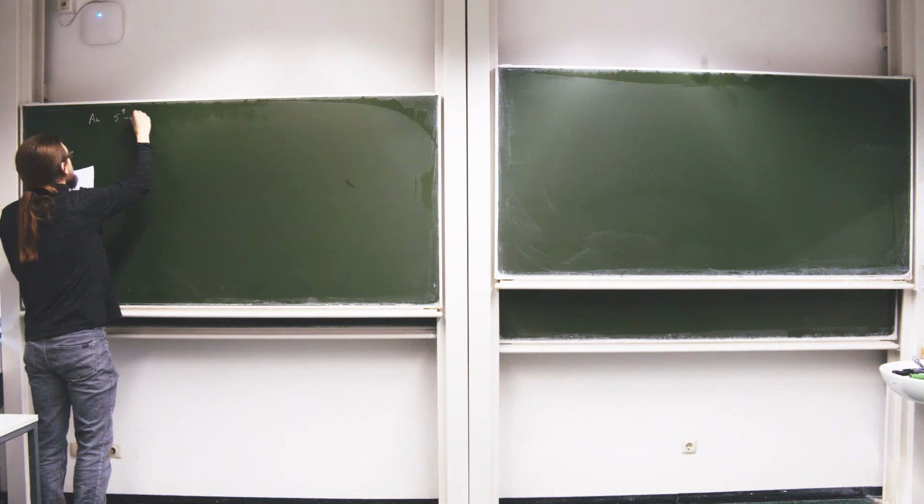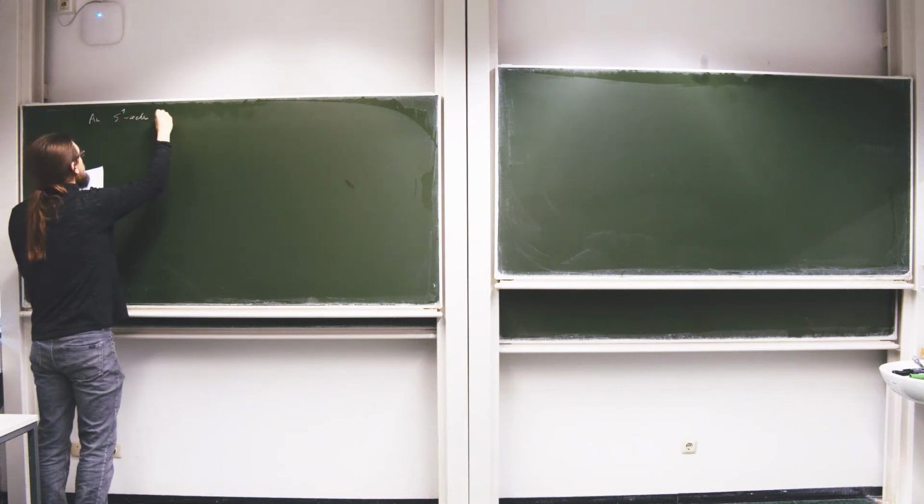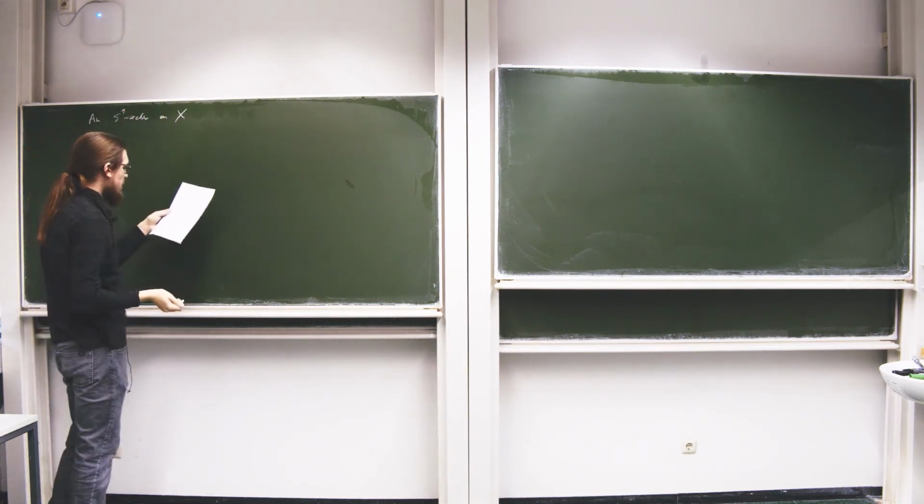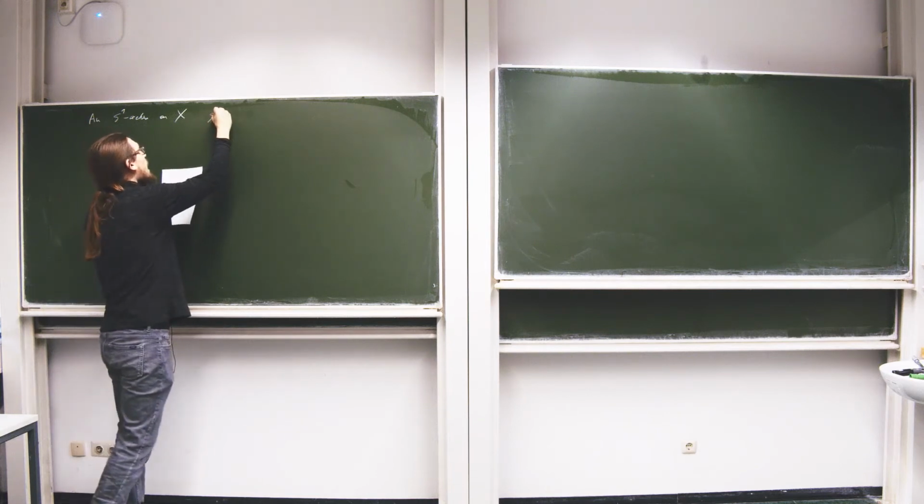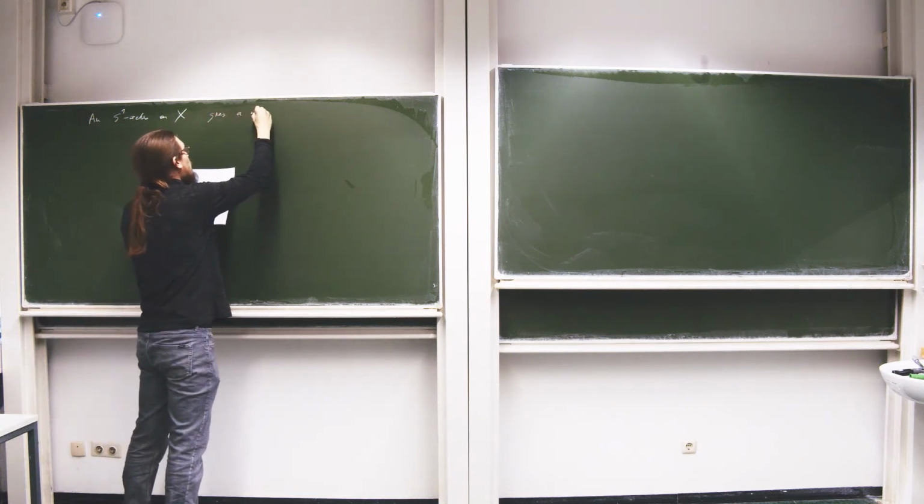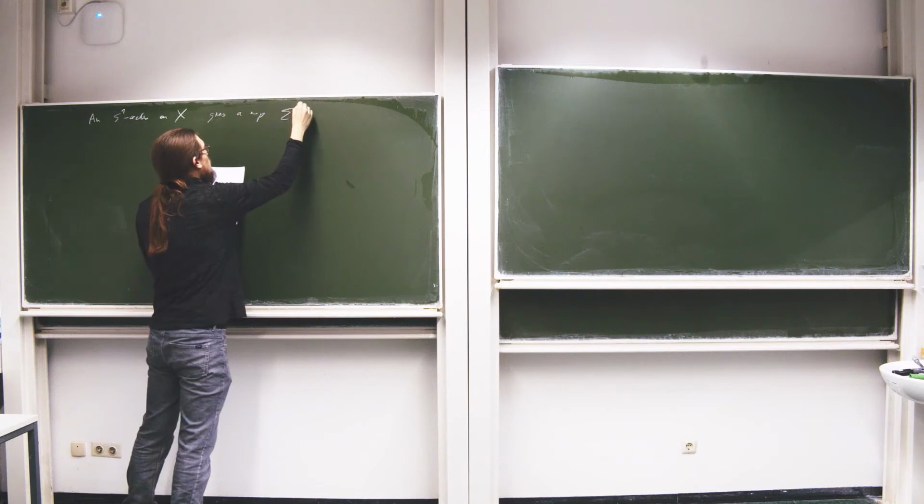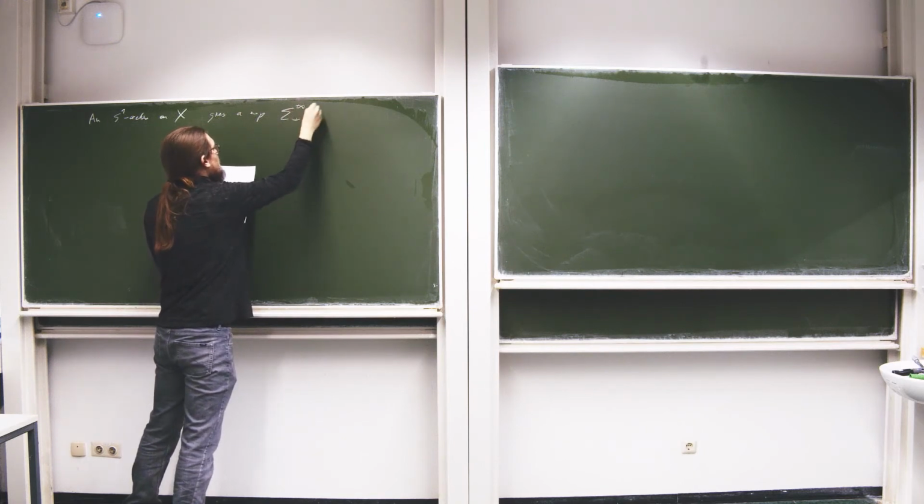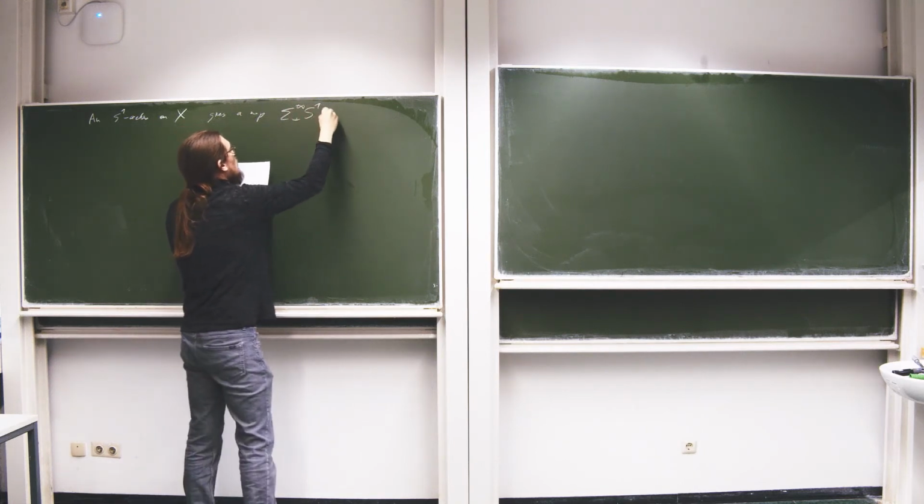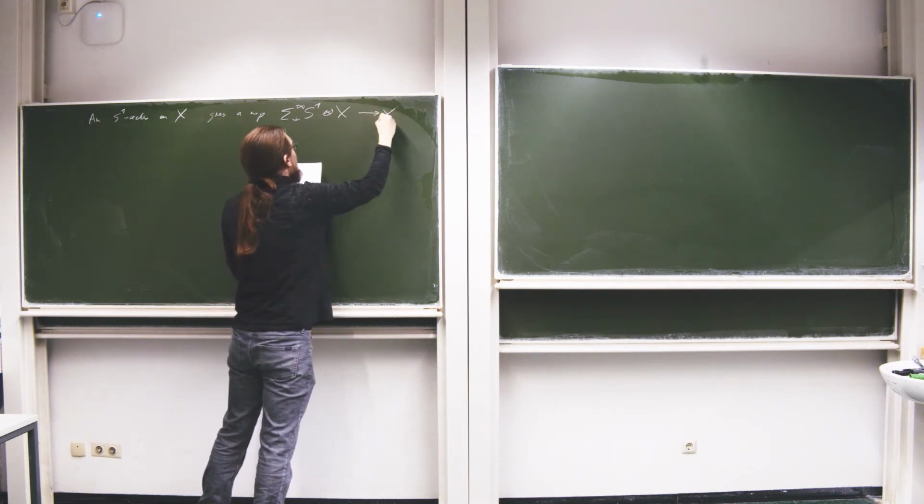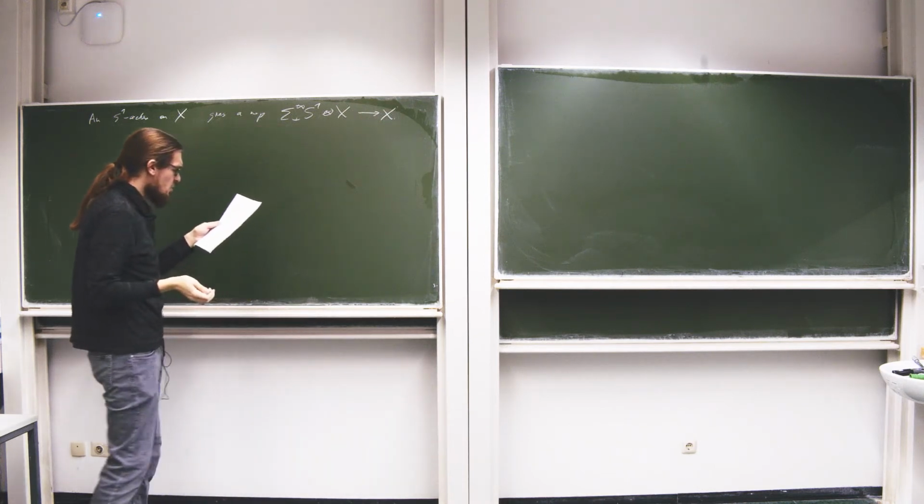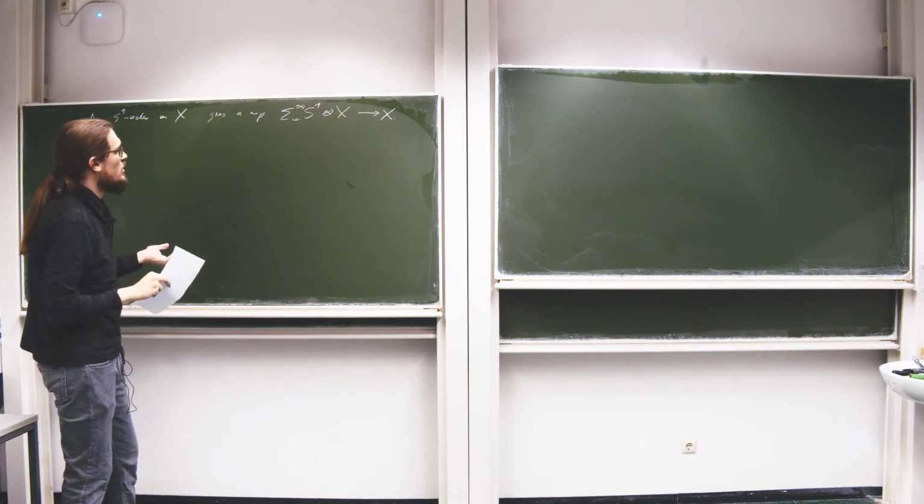So an S1 action on X, on a spectrum X, actually gives a map Σ∞+ S1 tensor X to X. I don't want to go into how exactly. One way to think about this is Morita theory, right?